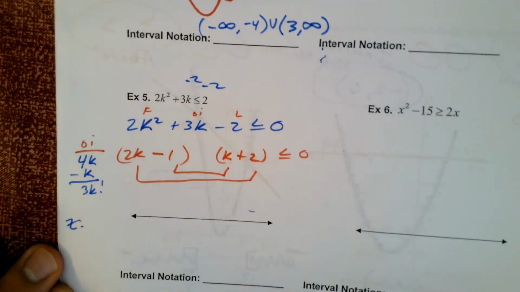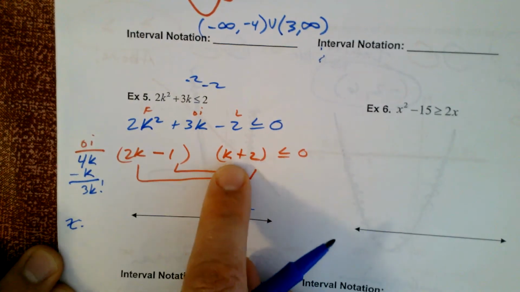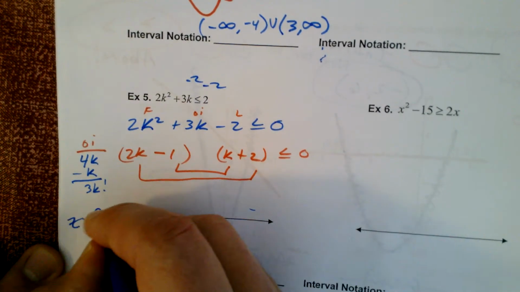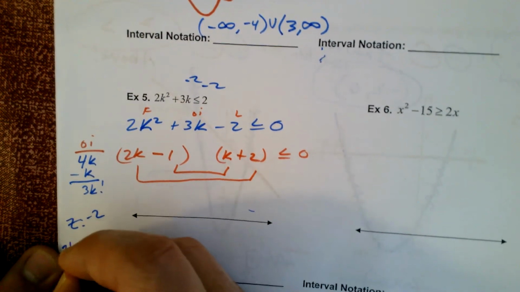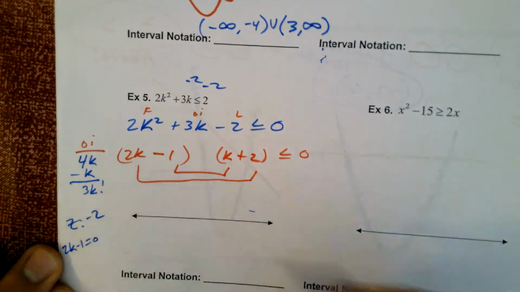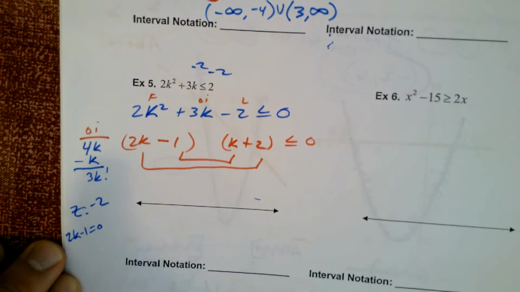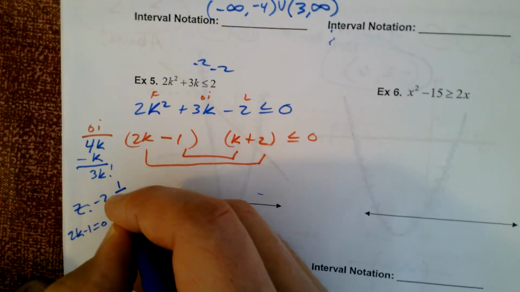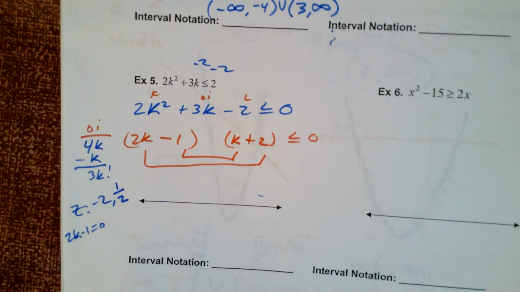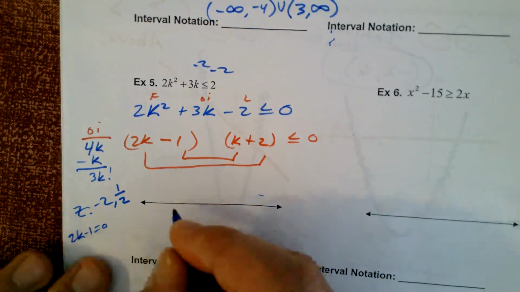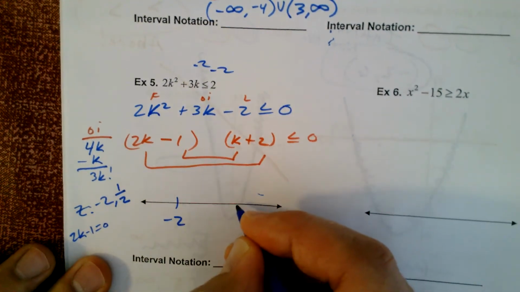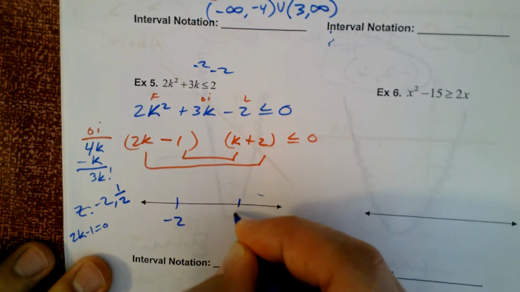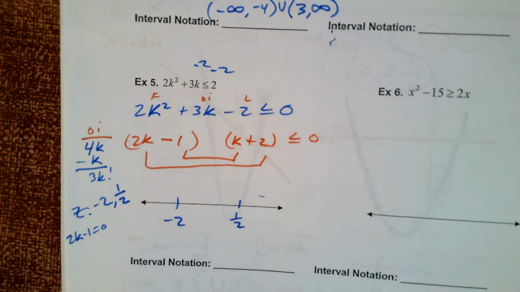Zeros is what makes those quantities zero. So I know this one, k plus 2, is opposite, -2. And then if you need to, set 2k minus 1 equal to 0. If you need to. But a lot of you guys can just do this in your head. You would add 1 and divide by 2. You get 1/2. Okay, low numbers on the left. Low left. Big numbers on the right. So 1/2 is bigger. So it's there.